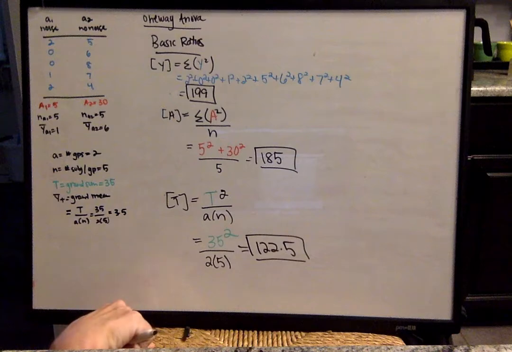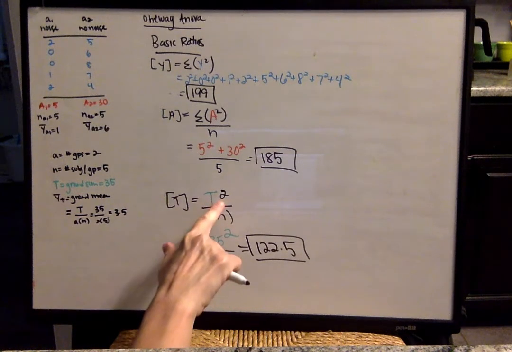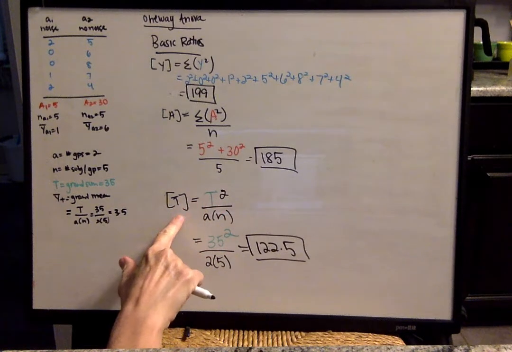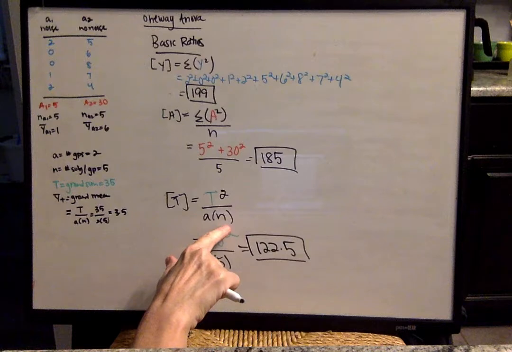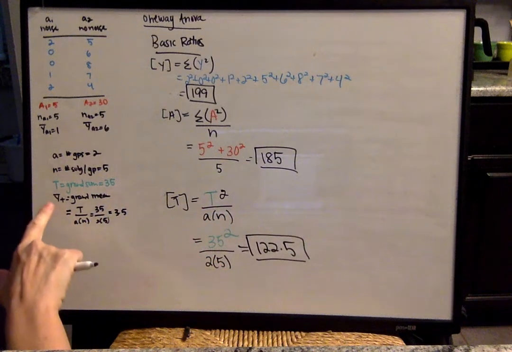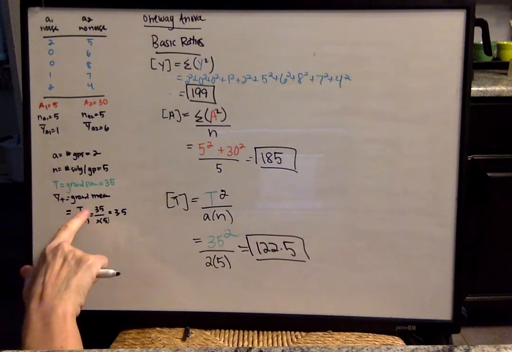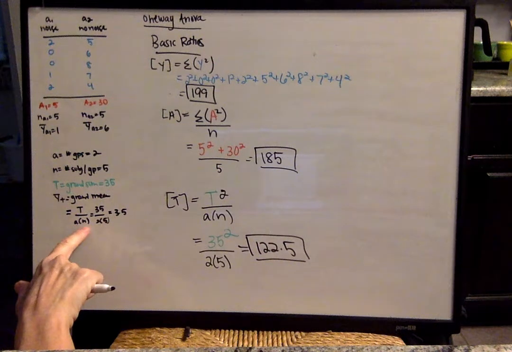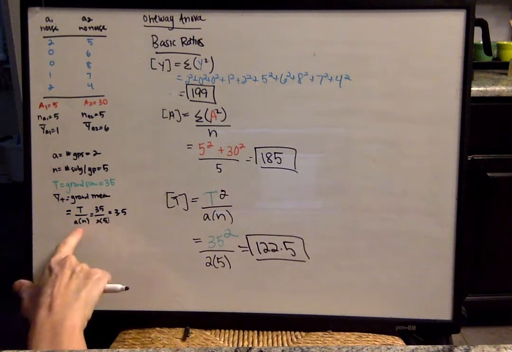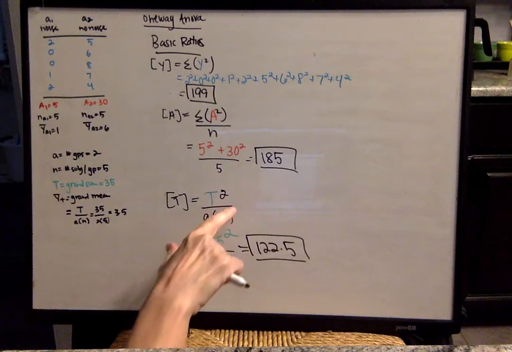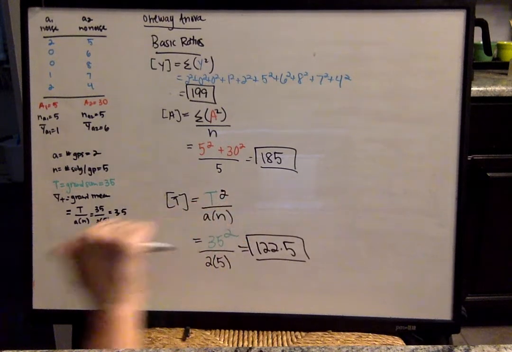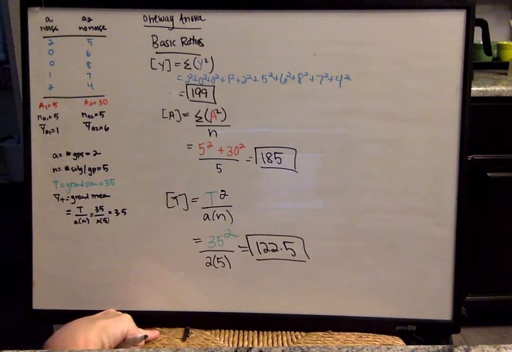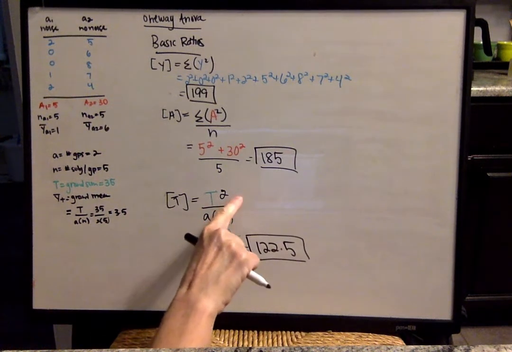Now, a couple of important points to remember. First of all, the basic ratio for t is t squared divided by little a times little n. If you notice over here, the formula for y bar t is t divided by a times n. The only thing that makes these two formulas different is that for the basic ratio for t, we're going to square that t. This is a place that I see a lot of students mess up. Don't forget to square the t here.